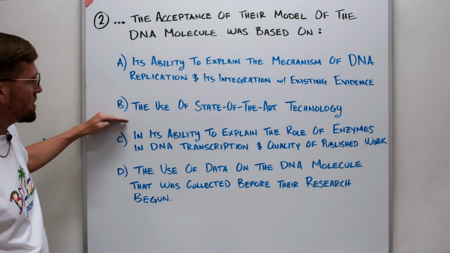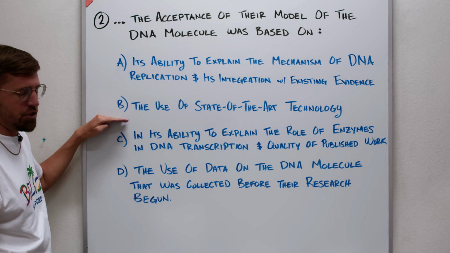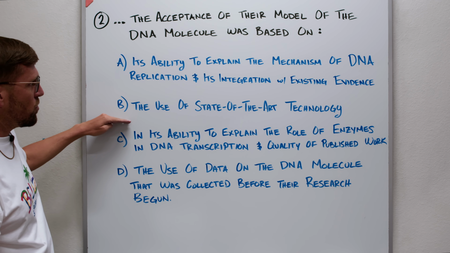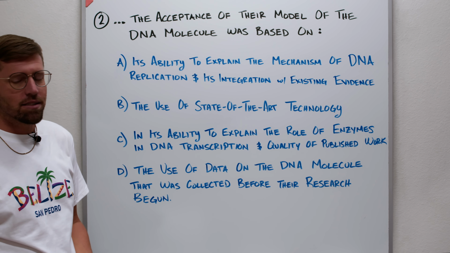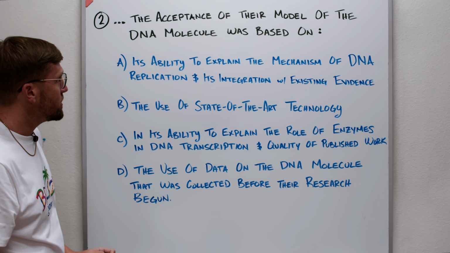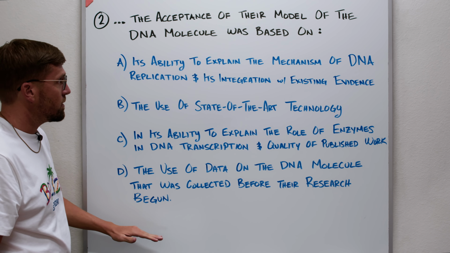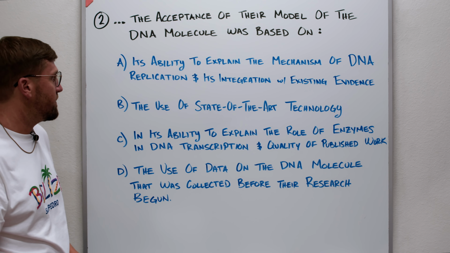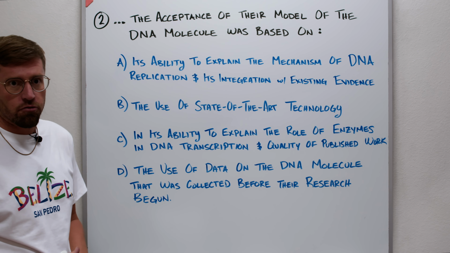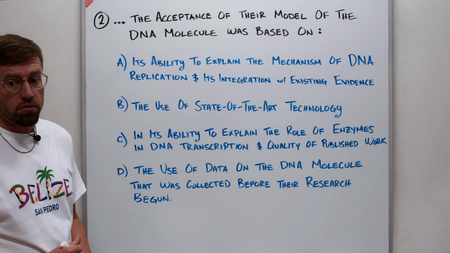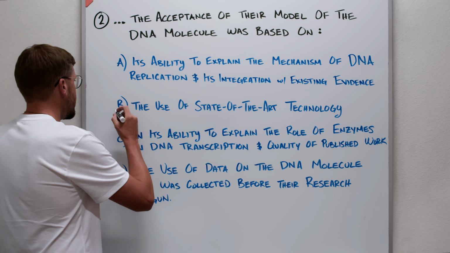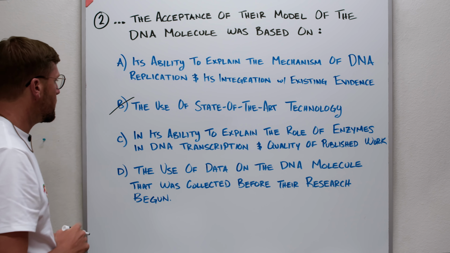B says the use of the state-of-the-art technology. Even though they did this in the 50s and that was a state-of-the-art technology, that is not necessarily a requirement to have good models from your scientific method. There are lots of very simple experiments done with simple machines that don't need state-of-the-art technology. So this is not the best answer.